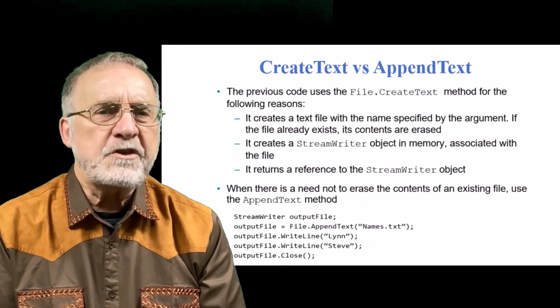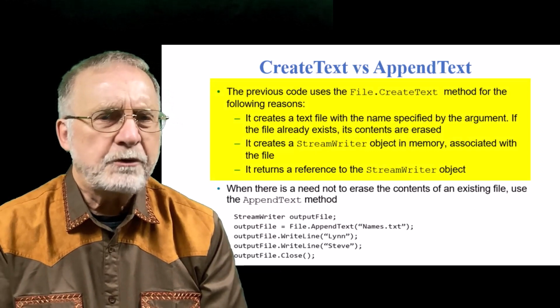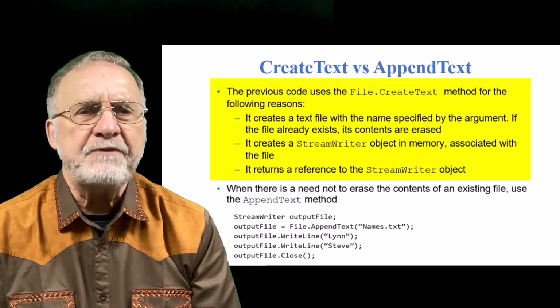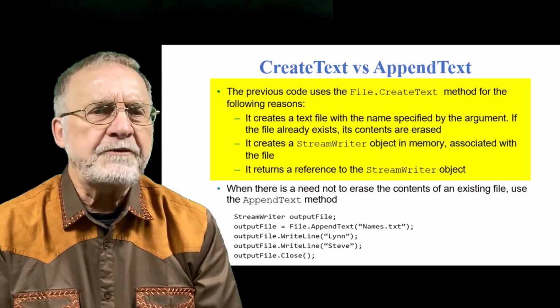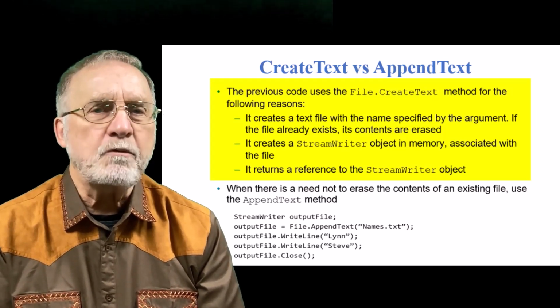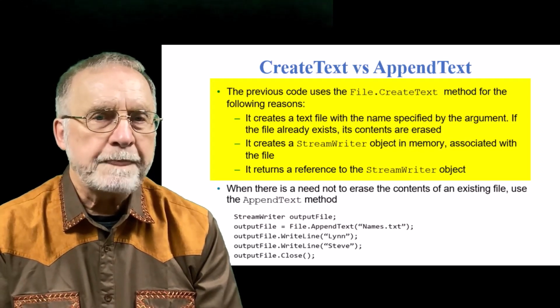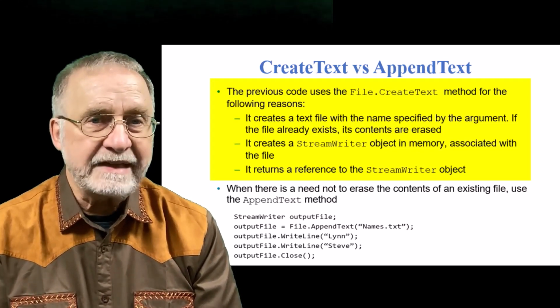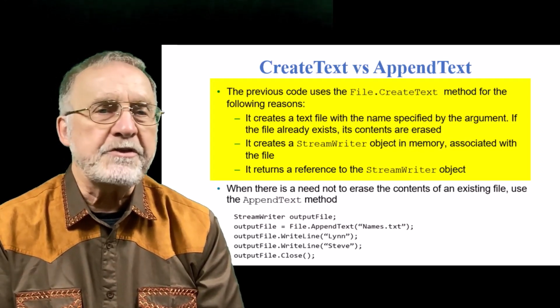Now, what's this business with createText and appendText that I was talking about? createText simply creates a new empty file and allows you to add data to it. If that particular file already exists, createText will blow it away and create a new one. So, if a file does exist and it has data in it, kiss it goodbye. createText will blow it away and replace it with new data.